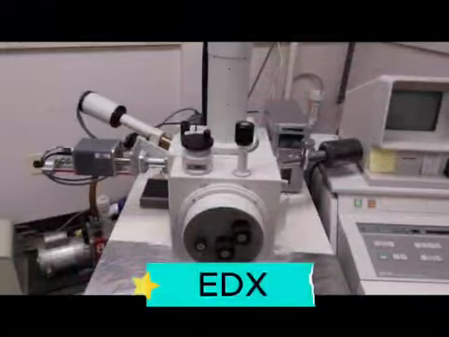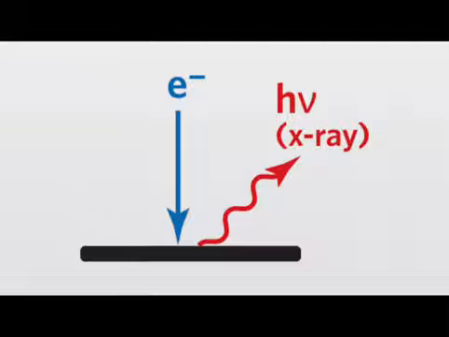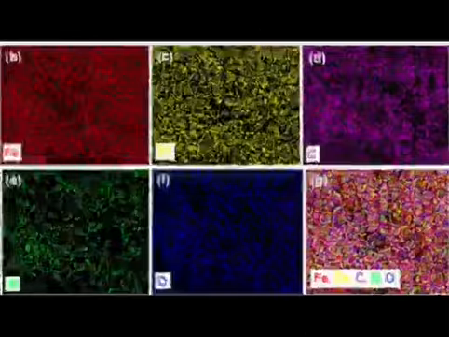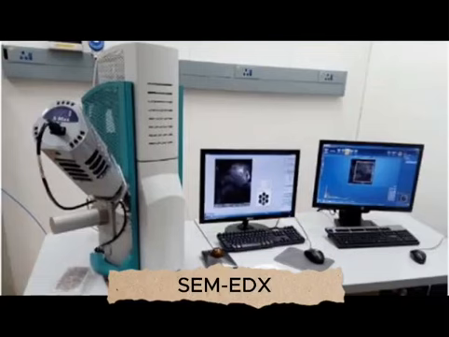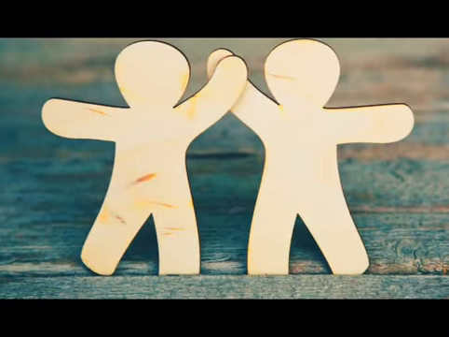EDX or EDS, the Energy Dispersive X-ray Spectroscopy. It is a detector that collects X-rays from the sample. It gives us information about the elemental composition and mapping. It tells us what elements are present and where they are on the surface. Next is the SEM-EDX. It is basically an integrated system where EDX and SEM work in pair.